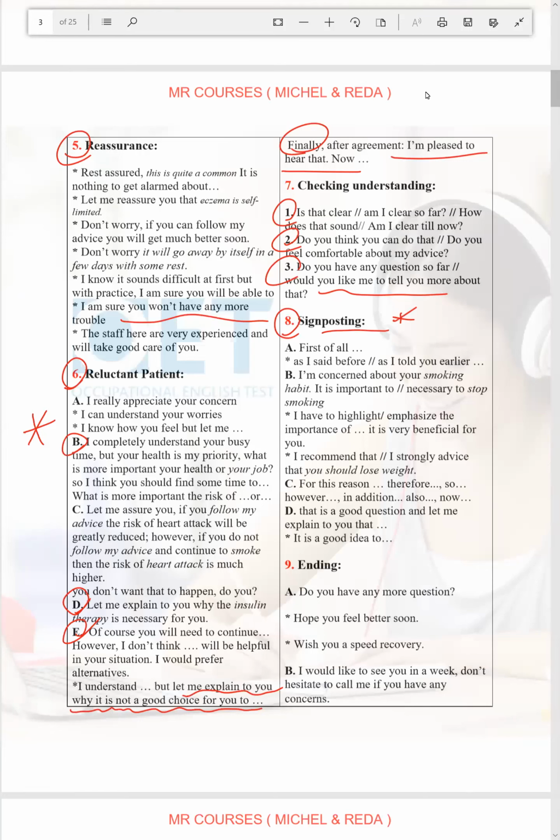First of all, as I told you earlier, I'm concerned about your smoking habit. It's important to stop. I have to highlight, to emphasize the importance of it, it is very beneficial for you. I recommend that. I strongly advise you to do whatever. For this reason, therefore, like we said, in addition, I'll say now that's a good question. Let me explain to you that it's a good idea to do whatever.